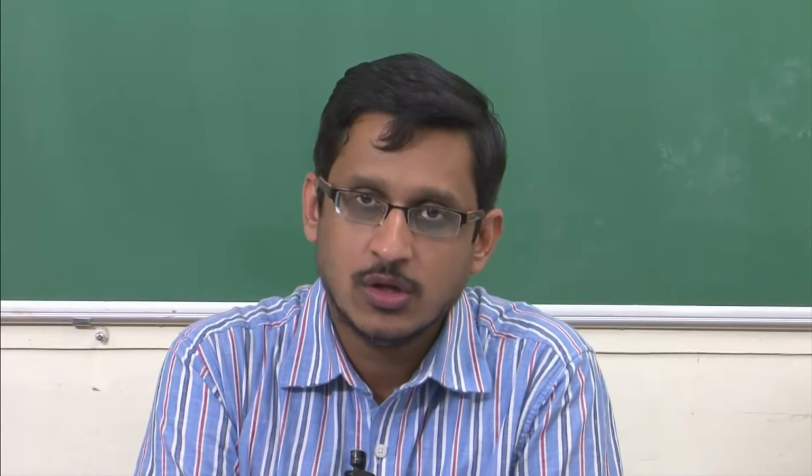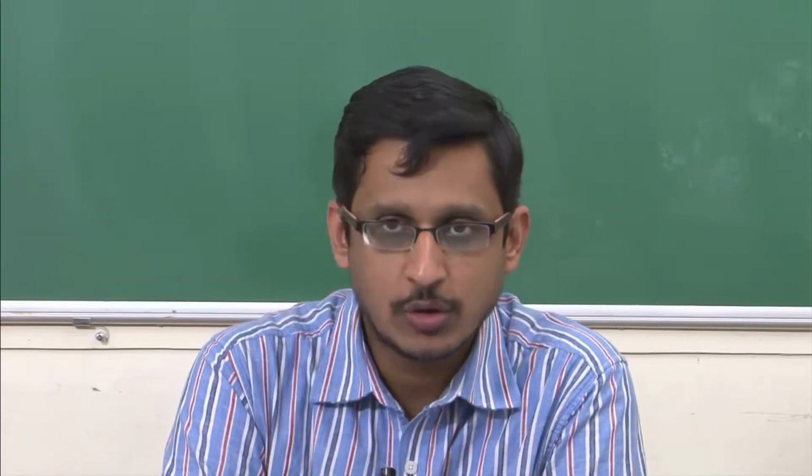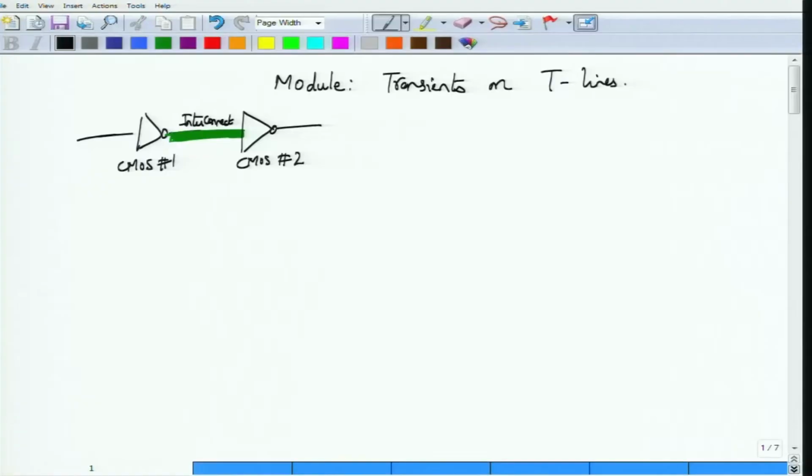In this module, we will look at transients on transmission lines. In the earlier modules on transmission lines, we considered sinusoidal excitation, that is, we took a sinusoidal voltage source of a particular frequency, or equivalently a given wavelength, connected that to a transmission line circuit that could have loads, that could have different lengths, different characteristic impedance, all these things we saw.